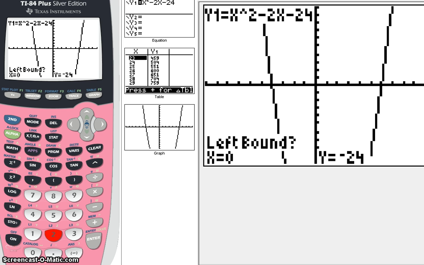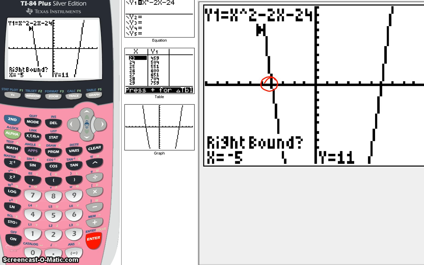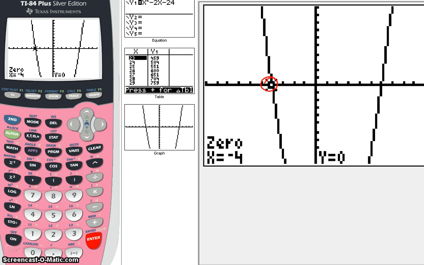When I'm looking for this one on the left, it looks like it's at -4, so I would say that is between -5 on the left and -3 on the right. So I simply type in -5 and enter when it asks me for the left boundary. When it asks me for the right boundary, I type in -3 and enter. When it asks for a guess, I could guess -4 and see if it works, or if I'm really lazy like I am, I can just press enter and the calculator will calculate it for me, and the 0 was at -4. Now, I would check the other side.